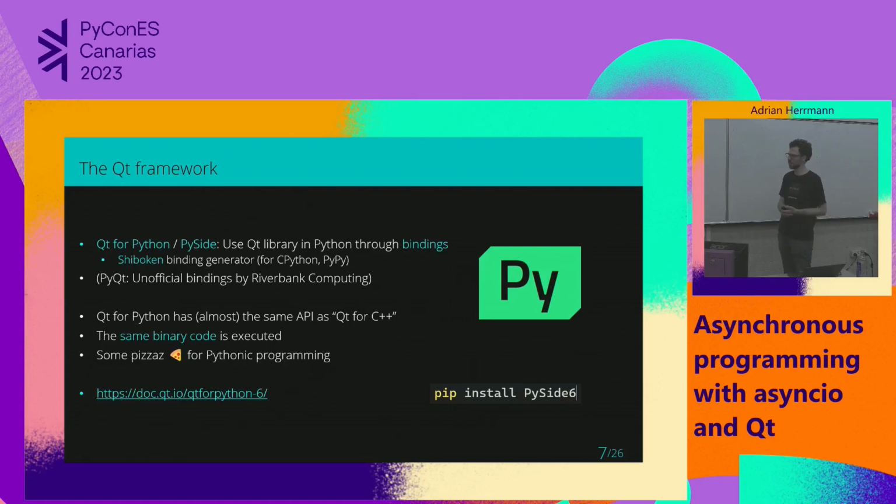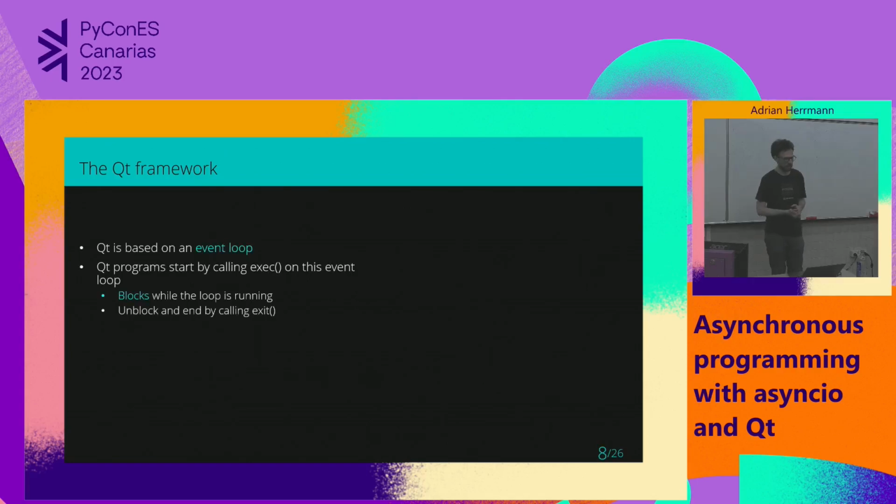If you want to install PySide, it's as simple as running a pip command. Qt is based on an event loop by nature of being a GUI framework. We start Qt programs by calling the exec function on this event loop. Remember I said, even with a framework, we might have a function to start the event loop. This function is going to block as long as the loop is running, and at the end, we need to unblock it. We do this by calling an exit function from within the event loop.